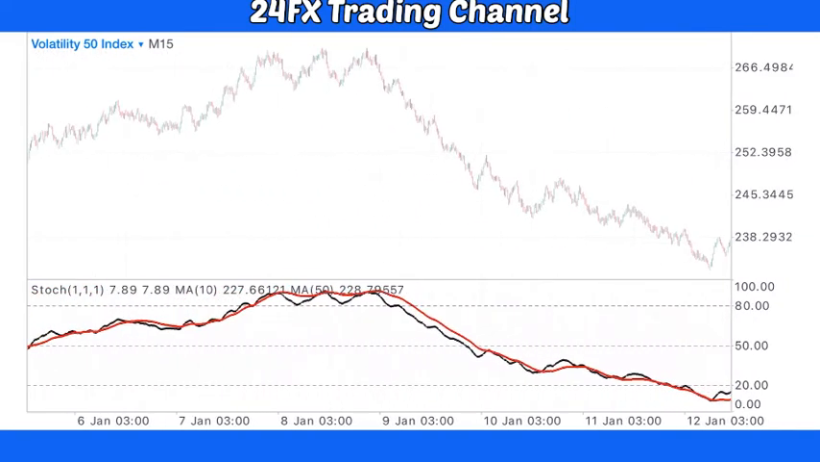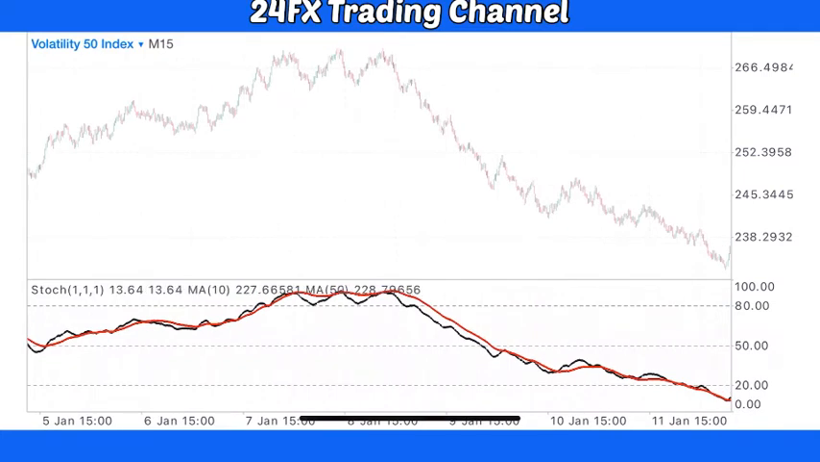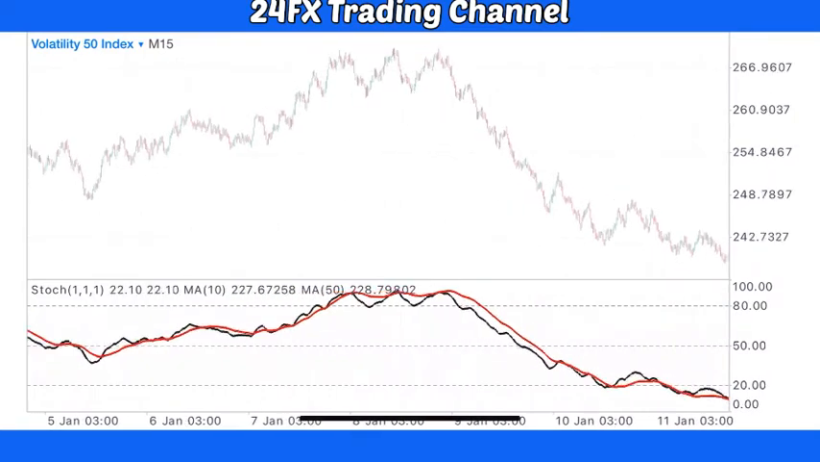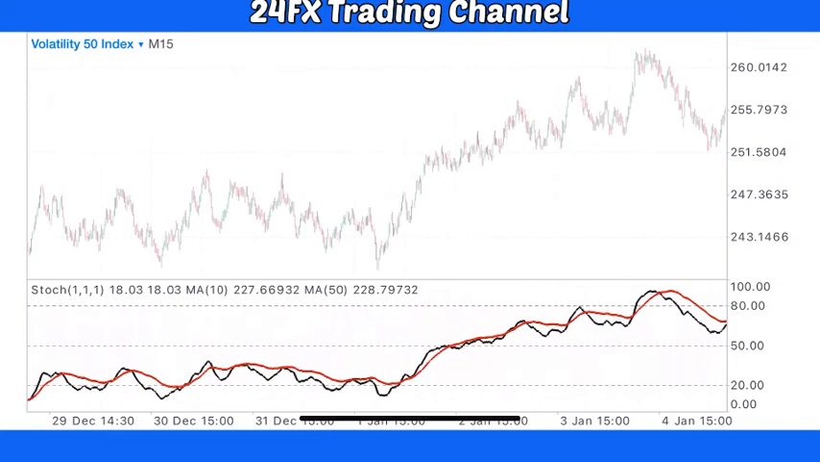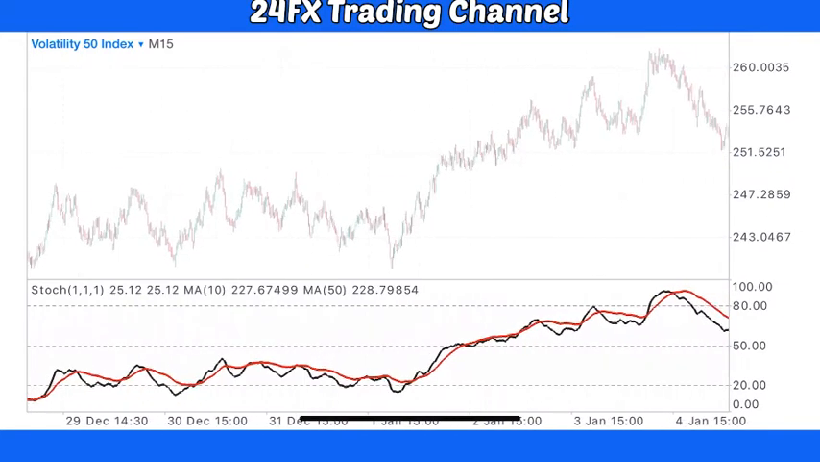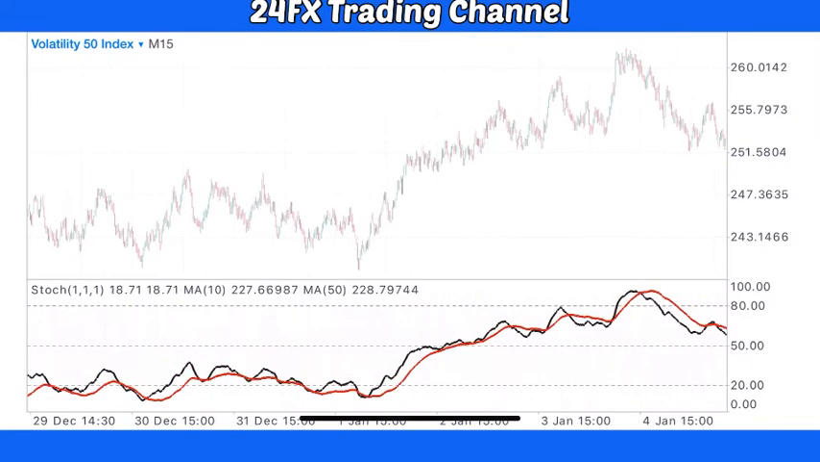So what you want to do is look for the trend of the market, as I said earlier on. All right, so looking at this, you wait for the 50 moving average to enter the 20 zone, which is the buy zone, as well as the 10 moving average. You wait for the two moving averages to cross at the buy zone, and as soon as it crosses at the buy zone, you take a buy.